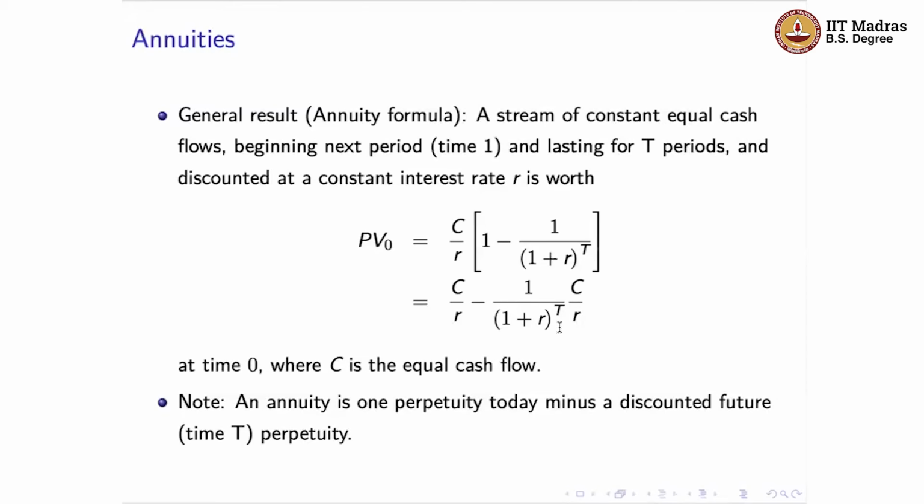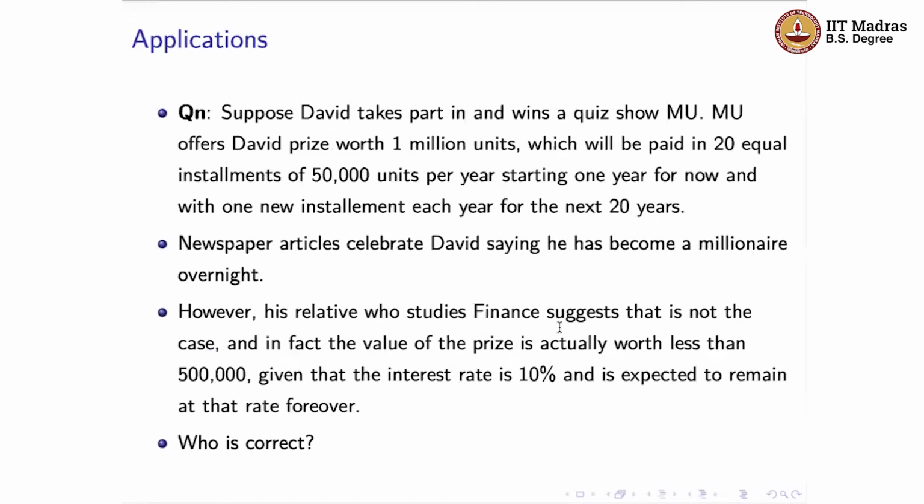So all these three formulas, the annuity formula, perpetuity formula, and growing perpetuity formula, you should make sure that you remember, okay? Because those are often useful for doing calculations. So let's take a couple of examples to see how these formulas are actually applied.